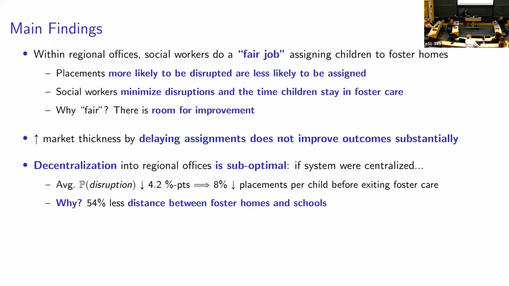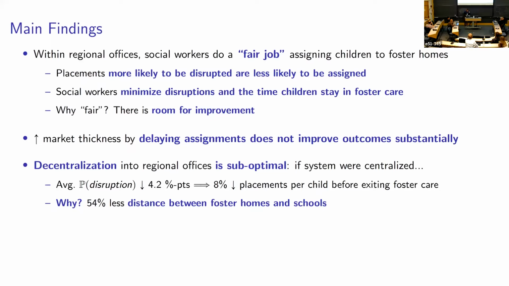Now, one of the most surprising findings of the paper is why this is happening. And this will become clearer when I go through the model. But the main reason is that in the counterfactual where regions are put together, the distance between foster homes and schools diminishes in 54% of cases. Okay. And let me stop here for a minute, because there are several things behind this.